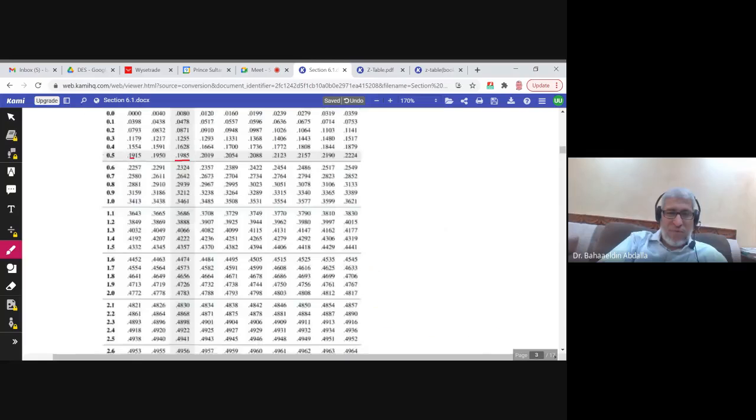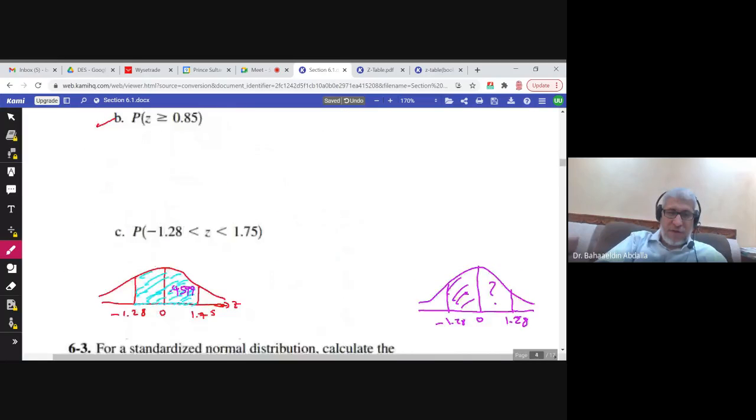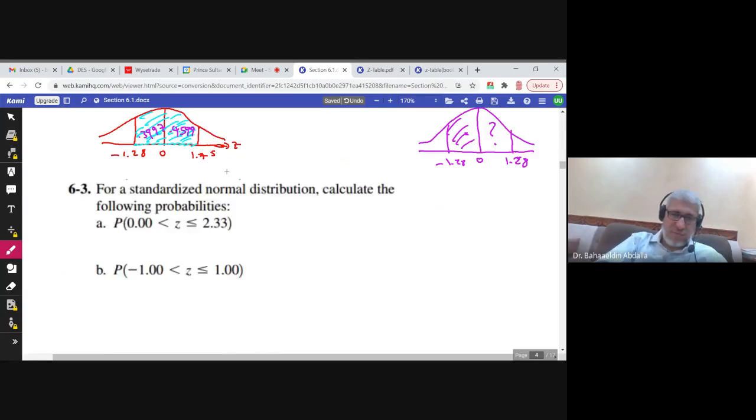So if you look to 1.28 in the table, this is 1.2, and if you go to 8, this number, 0.3997. So this area is 0.3997. I need the area from here to here, so I just add these two numbers, 0.3997 plus 0.4599, and I write the answer.